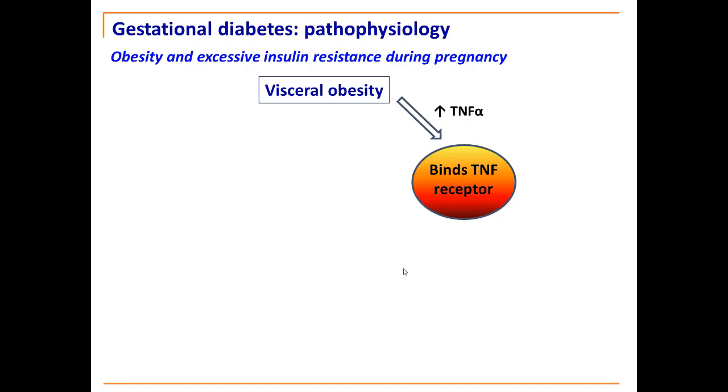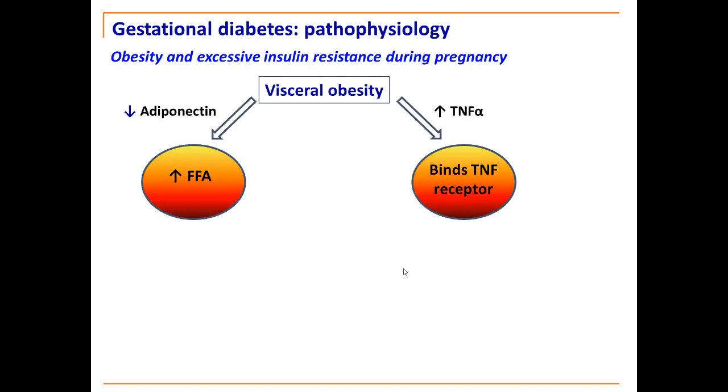So in visceral obesity, you have an increase in your TNF-alpha, which is being secreted from your adipocytes. That binds, of course, to a TNF receptor. We have a decrease in adiponectin levels. That's because TNF is inhibiting the release of adiponectin from the adipocytes. And that leads to an increase in our free fatty acids that are floating around. And those two together cause insulin resistance. They stop the insulin receptor substrate 1 from working properly. It's no longer as active.